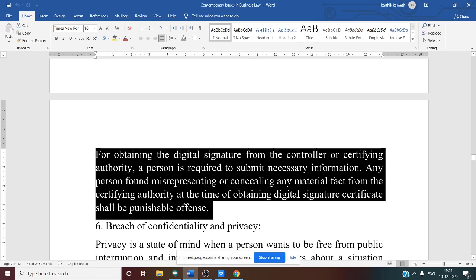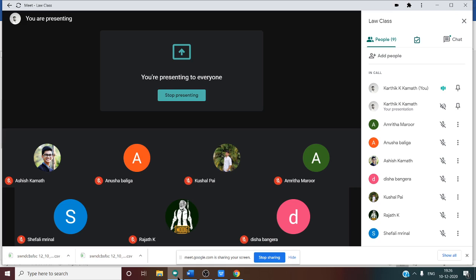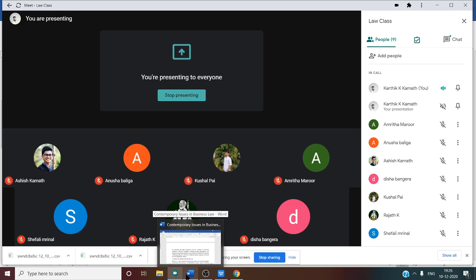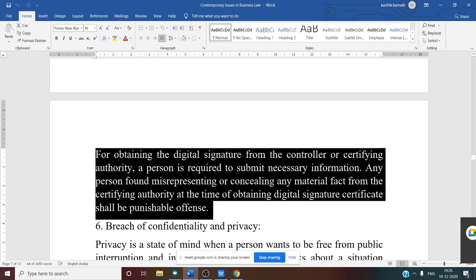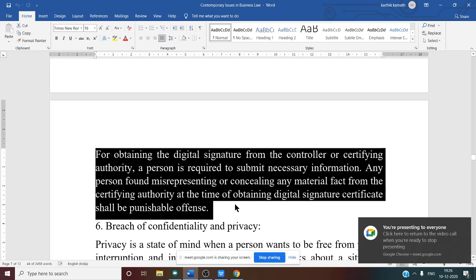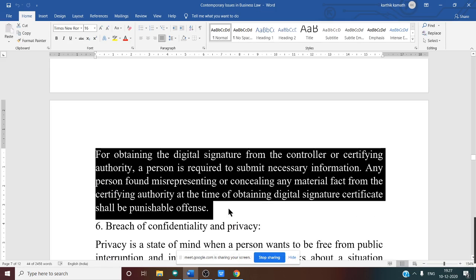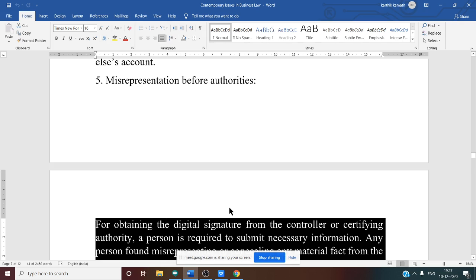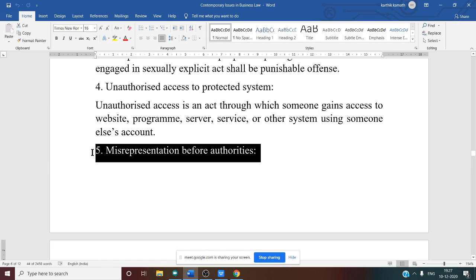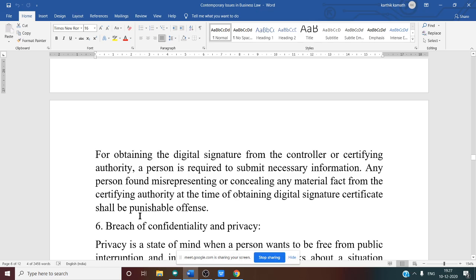See this, for obtaining a digital signature from the controller or certifying authority, a person is required to submit the necessary information. So what is the necessary information? Suppose all the personal details of that particular person, or the company details, the location of the company, everything is involved in that. Any person found misrepresenting or concealing any material fact from the certifying authority at the time of obtaining the digital signature certificate shall be committing a punishable offense. Yes. So this comes under point number 5, misrepresentation before the authority.